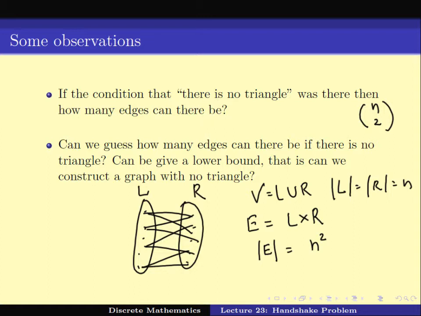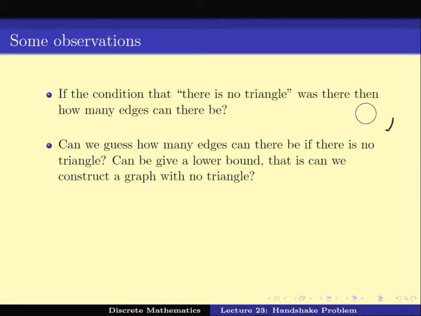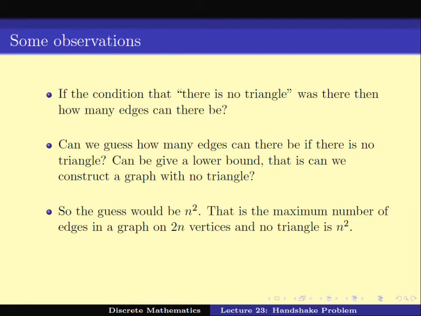So hence we get a graph which is triangle free and it is a graph on 2n vertices and the number of edges is n square. So we kind of guessed that this possibly is the maximum number that we can have. And in fact, that is what we should be trying to prove. So we should be getting that n square is the maximum number and that can be attained also. But the question is, how do you prove that statement? So this is where we were in the last class.